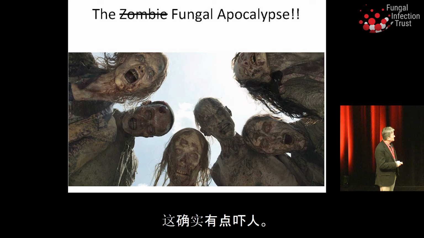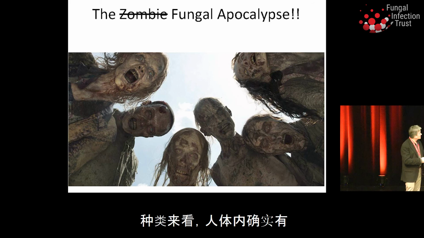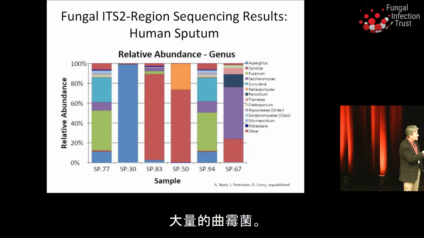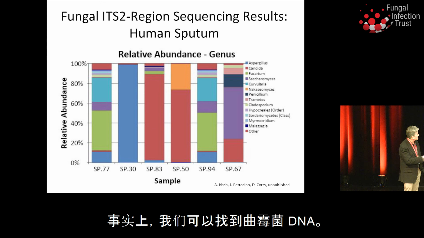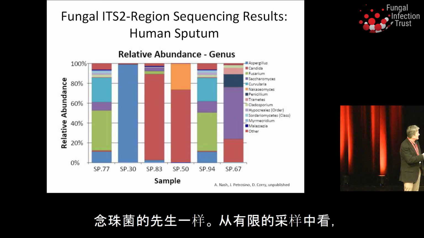So it's kind of a scary endeavor. In terms of what kind of species we actually see? Well, certainly there's people that have a lot of Aspergillus. In fact, most of these people are growing, or at least we can find Aspergillus DNA. But some folks are predominantly yeast growing, like this gentleman here that has Candida.